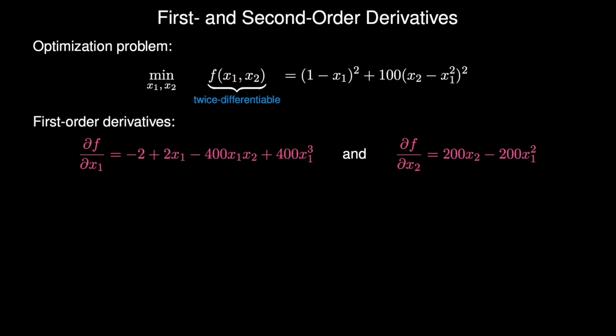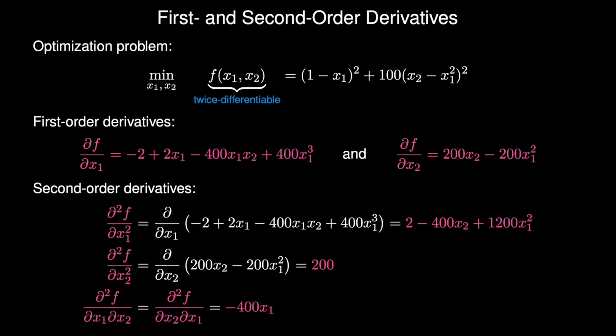The first-order partial derivatives of the Rosenbrock function are given here. For Newton's method, we need to set this gradient equal to 0, which is again a root-finding problem, but in 2 dimensions. The second-order derivatives form the Hessian matrix.